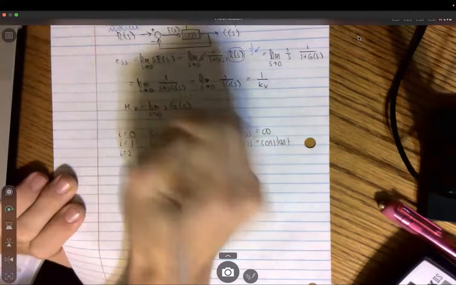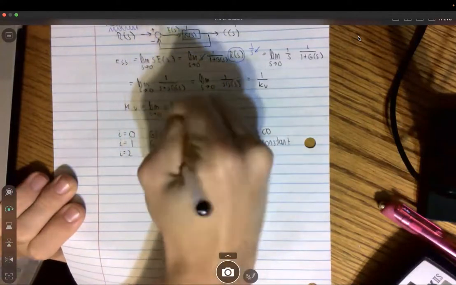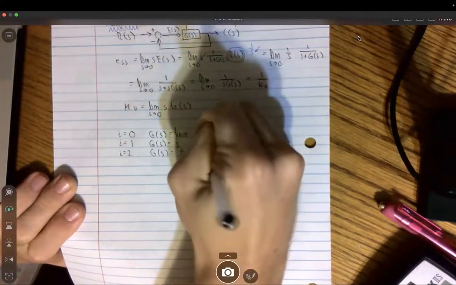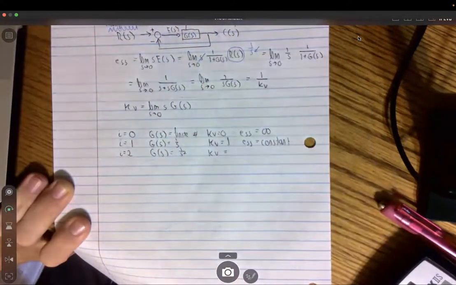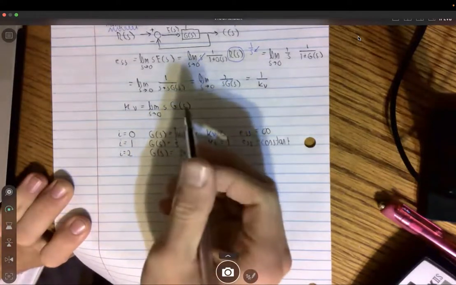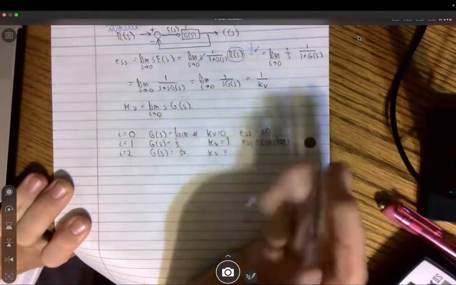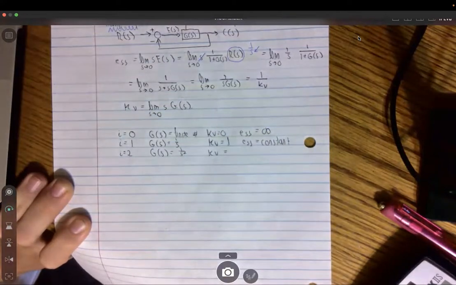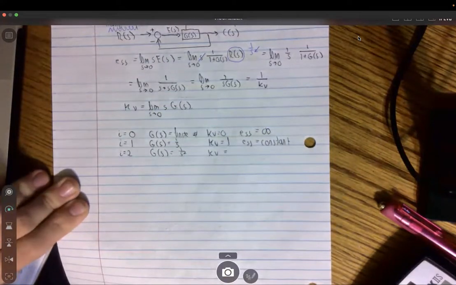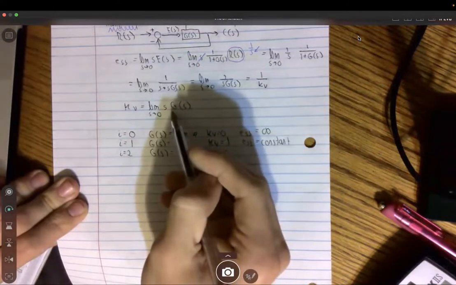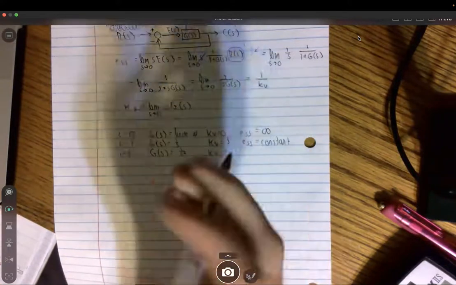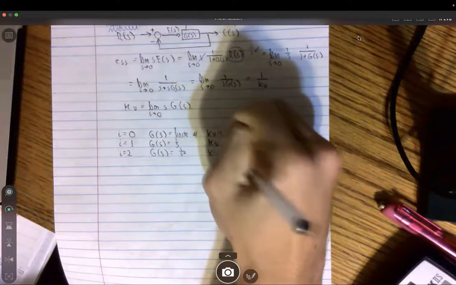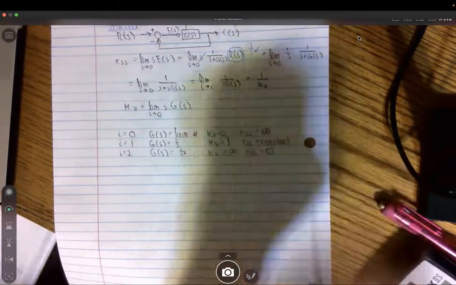If the system type equals 2, then you're going to have G of S equal to 1 over S squared. So your KV is going to equal, if we have 1 over S squared, we're going to have 1 over S left, and then we're going to have the S in the numerator. So this would go to infinity, but 1 divided by infinity would be 0. So your steady state error equals 0 then.